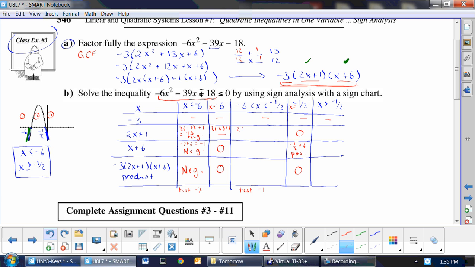So we go 2 times -1 plus 1 gives us a negative. And then we can say, okay, well, -1 plus 6 gives us a positive. So we have a negative multiplied by a negative, which gives us a positive, multiplied by another positive, gives us a positive. And then we say, okay, well, that fits with what we have in our chart.